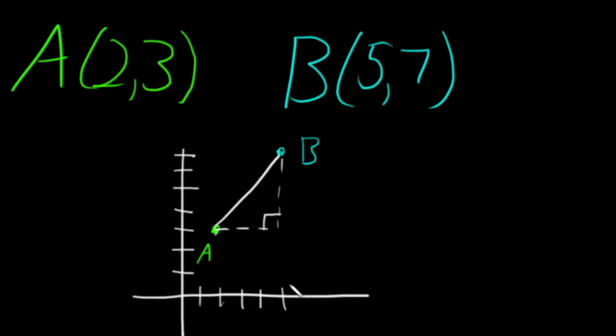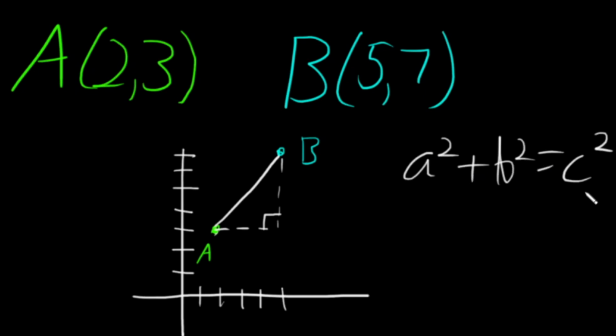So if you recall from the Pythagorean theorem, that tells us that a squared plus b squared equals c squared, where c is the hypotenuse. In this case, that's our distance from A to B. A and B in the equation are just the lengths of the legs of the triangle. So what we need to do is figure out how much in the x direction, left and right, we moved, as well as in the y or vertical direction.